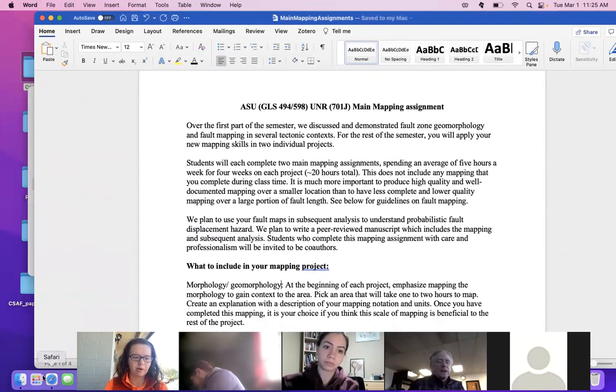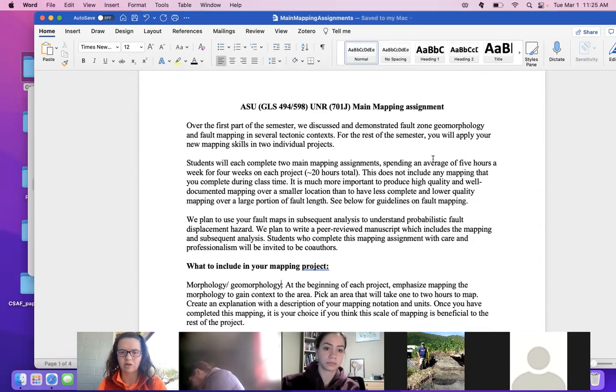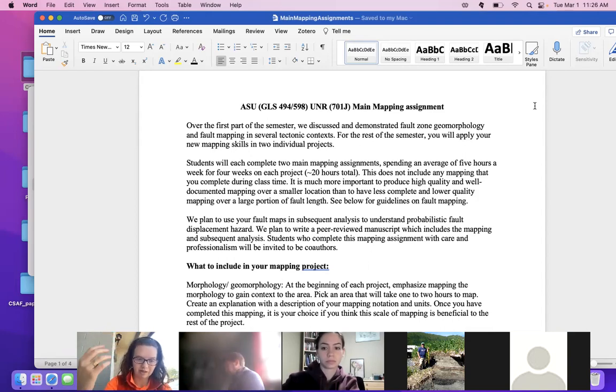Okay, so on the web page, if you go down to today's schedule, you can find the handout sheet. I just wanted to go over some of the major points. The first is that we expect you to spend about 5 hours a week mapping. There are 4 weeks for the project, so that's about 20 hours total. This doesn't include the class time that you spend mapping. For example, hopefully you start mapping by class on Thursday, but that doesn't count toward this 20 hours.